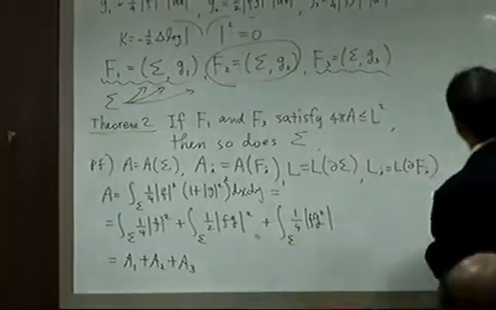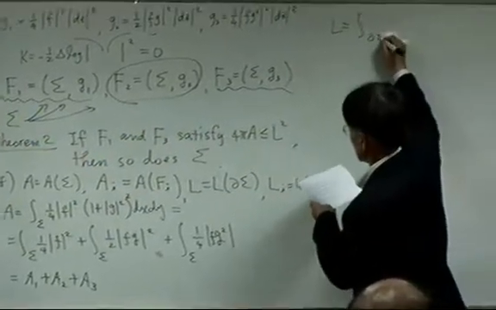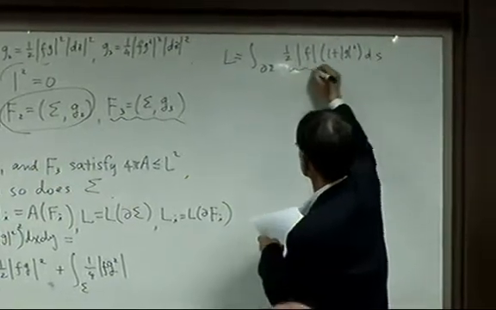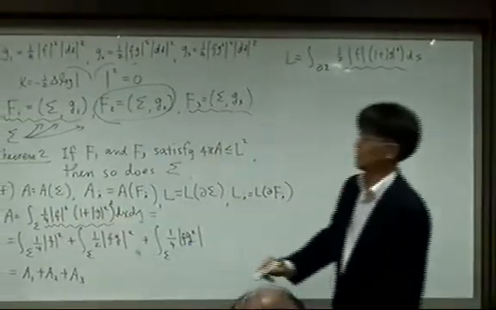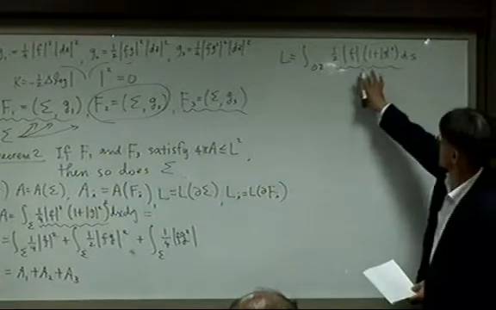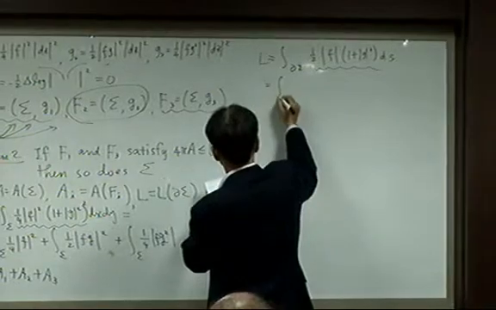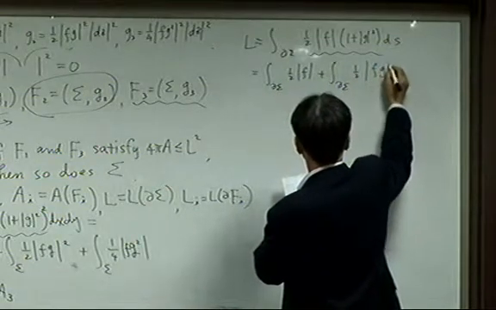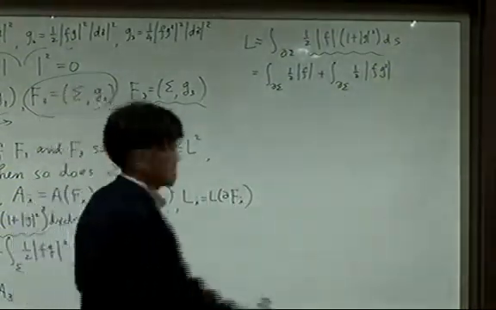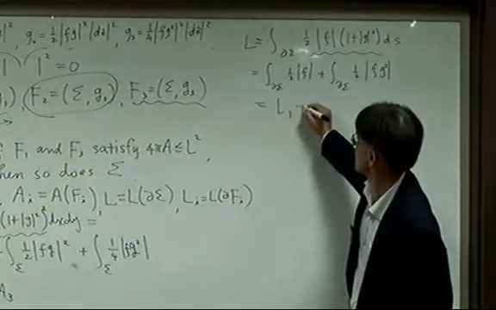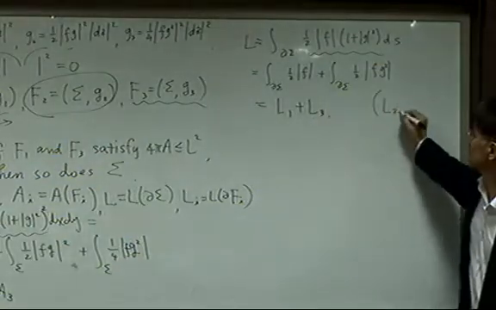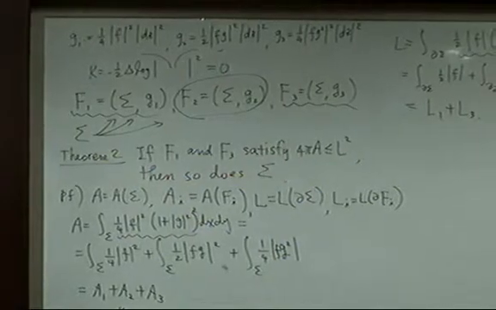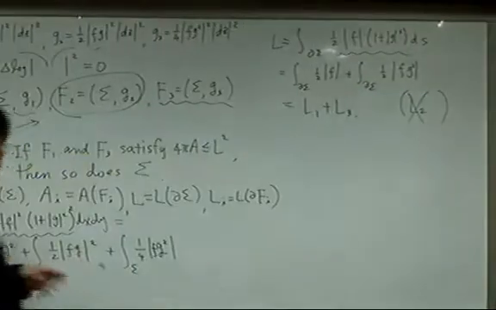How about L? L is equal to the integral of 1/2 |f|(1 + |g|²) ds. This function is the square root of the area integrand, because this is area, and this is length. Again, let's expand this integrand, and this becomes the integral of 1/2 |f| plus the integral of 1/2 |fg|. By the definition, this is exactly L1 plus L3. But note here we have no L2, while we had A2 in the area. So since we don't have L2 here, let's get rid of A2.